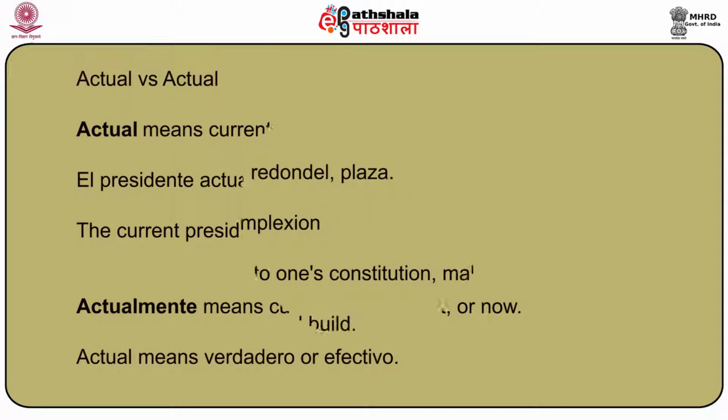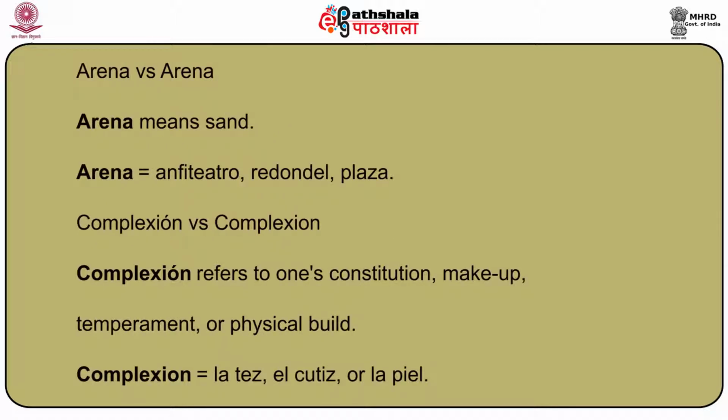Another example which causes a lot of confusion is arena versus arena. Arena means sand in Spanish and arena in English is used as anfiteatro, redondel or plaza. Another set of words that create problems is complexion versus complexion. Complexion refers to one's constitution, makeup, temperament or physical build. Complexión is la tez, el cutis o la piel.